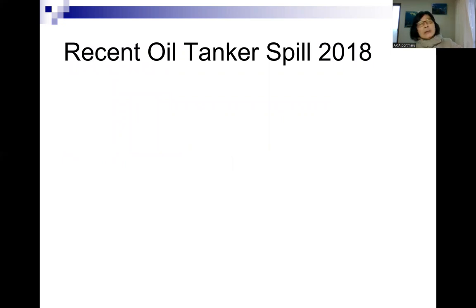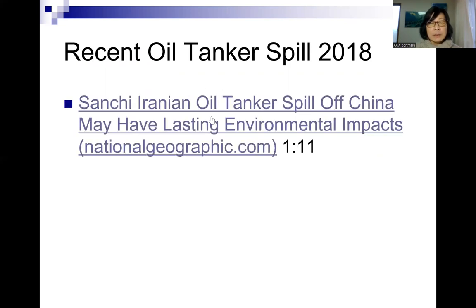And we have so many oil tanker spills. Not every year, but almost repeating every 3 years, or 5 years, or 10 years. So this is another one. A recent oil tanker spill in 2018: the Sanchi Iranian oil tanker spill off China may have lasting environmental impacts. This is a 1-minute video from National Geographic.